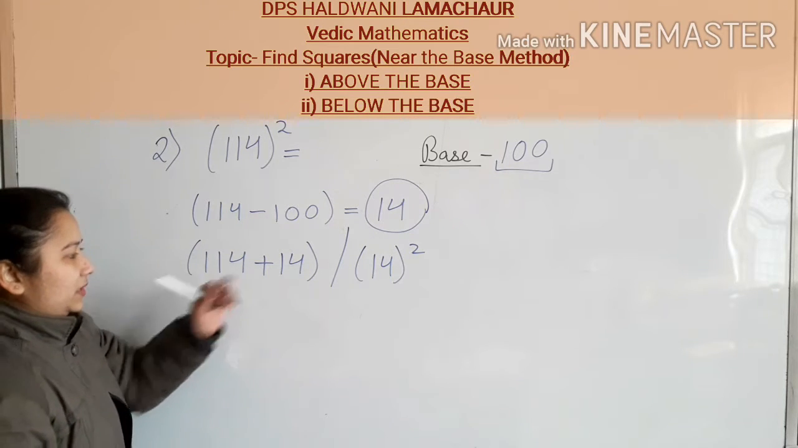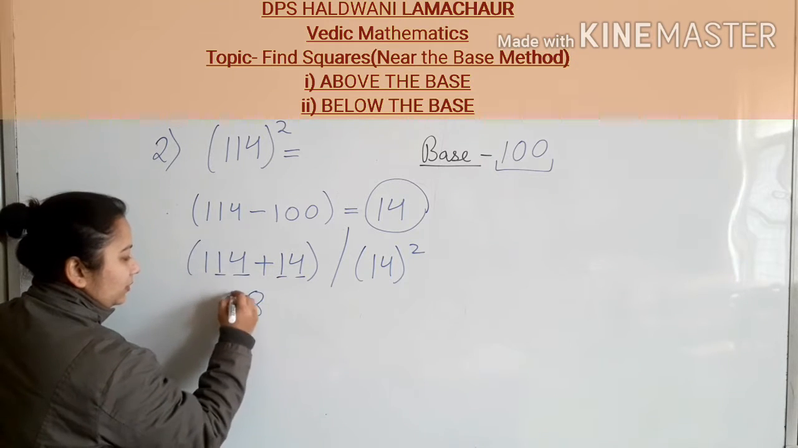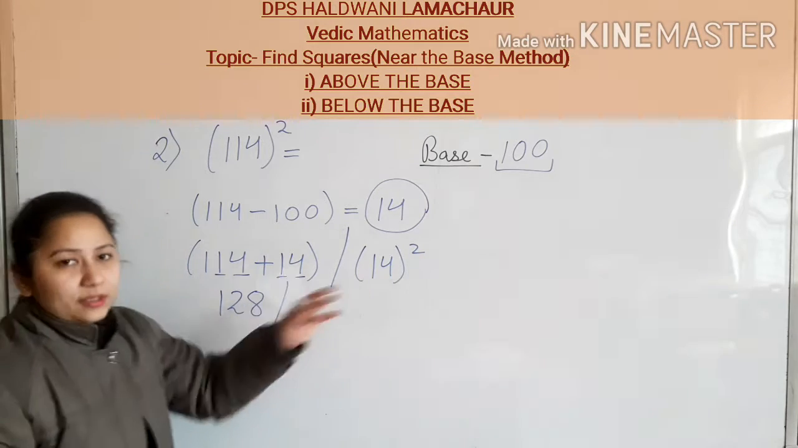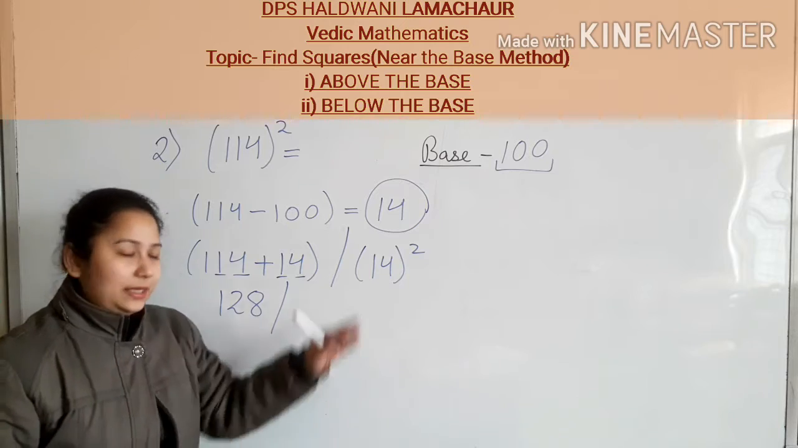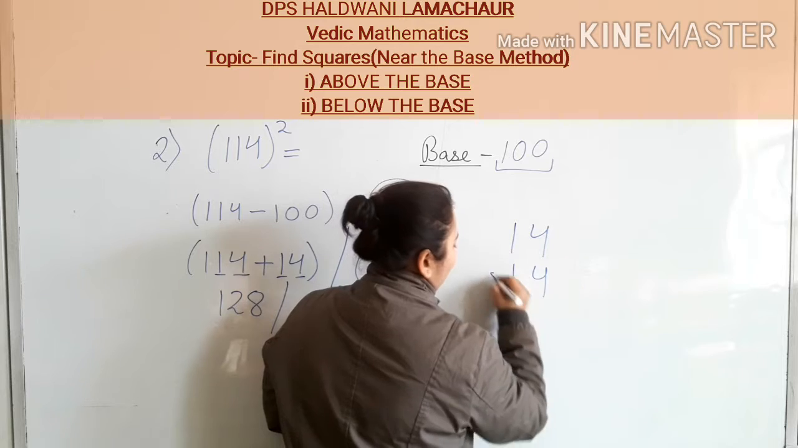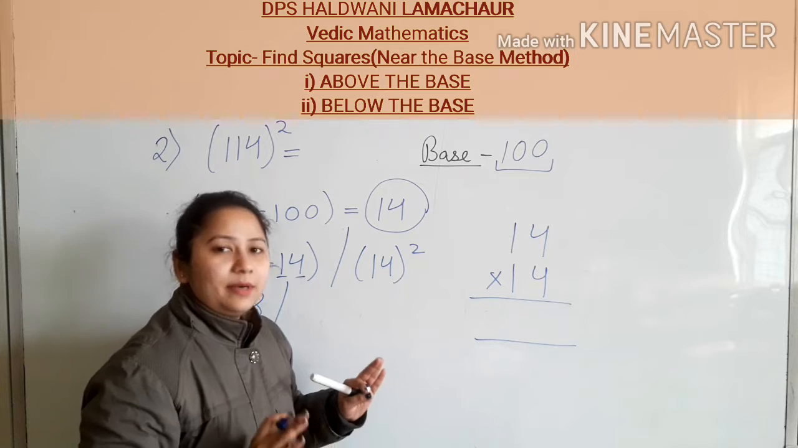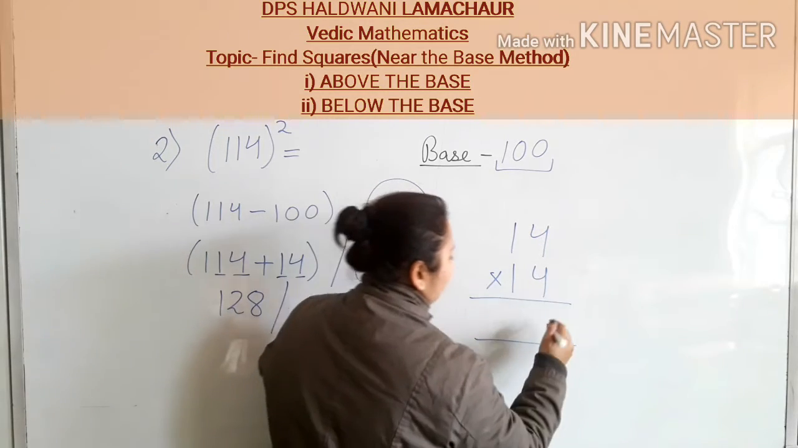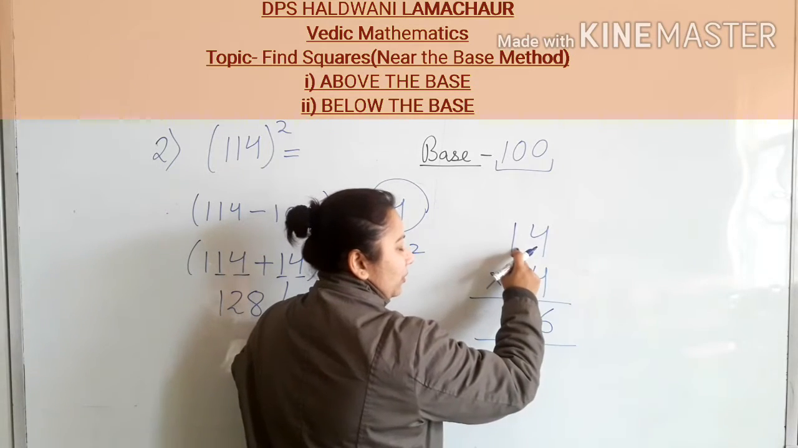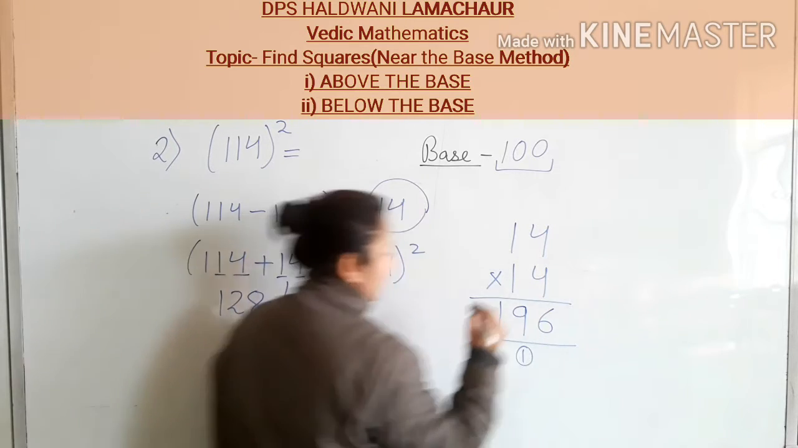Now 114 plus 14. Add directly. 4 plus 4, 8. 1 plus 1, 2, and 1. 128 slash. Now 14 square. Those students who have learned the squares can write directly. Otherwise, you can multiply. 14 square means 14 into 14. I am using the IXI multiplication method here. 4 4s are 16, 6, 1 carry. 1 4 is 4, 4 1s are 4. 4 plus 4, 8, 8 plus 1, 9, and 1 1 is 1. It's 196.